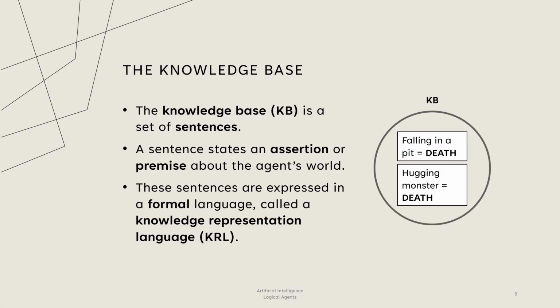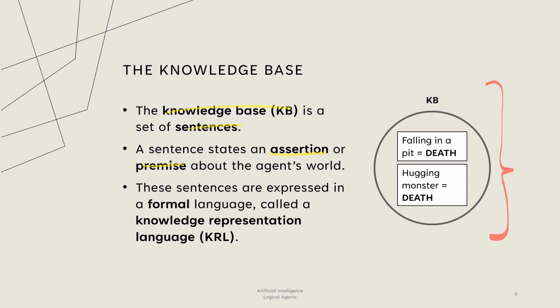So our first element is the knowledge base, which is a set of sentences. Of course, these aren't English language sentences necessarily, although they serve the same purpose in that they're a unit of conveying information. Here we see an example knowledge base with only 2 sentences in it, and each sentence states an assertion or premise about the agent's world. So it's some information that they've either gathered through their sensors or been given beforehand by us.